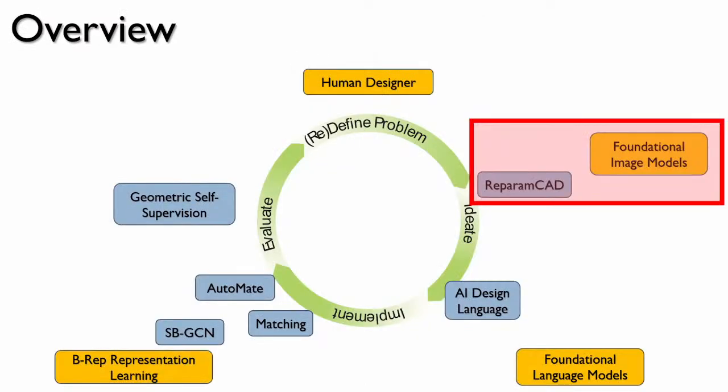All right, so I talked about the evaluating side of the loop. I'm going to briefly touch on the earlier stages of ideation and implementation. The first project I'm going to talk about here is foundation models and how to use them to explore design spaces.